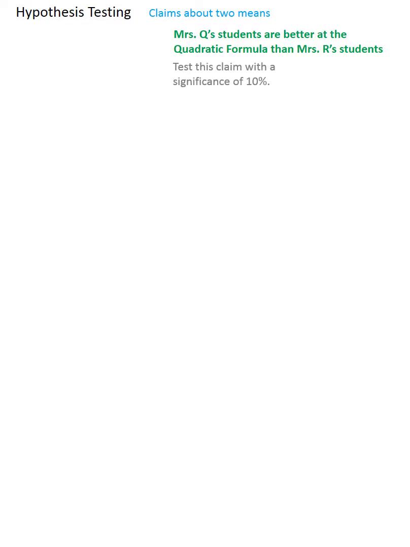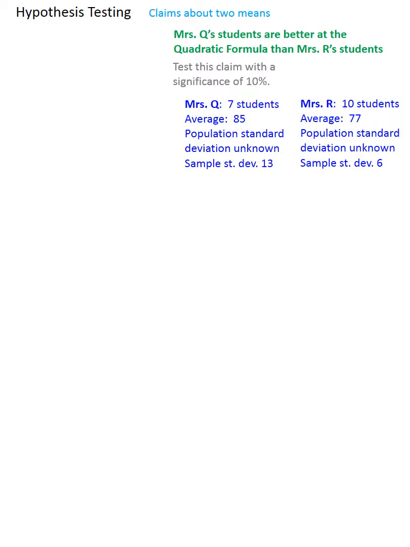And we're going to test this claim with a significance of 10%. Again, that means we're willing to accept up to a 10% probability of false positive or type 1 error, and if that happens, then Mrs. Q wins, basically. So here's the sample data that we collected. Rather than giving quadratic formula tests to all 300 to 400 students that they have together, we give the test to 7 of Mrs. Q's students and 10 of Mrs. R's students. And here are the sample statistics that we found from that exercise.